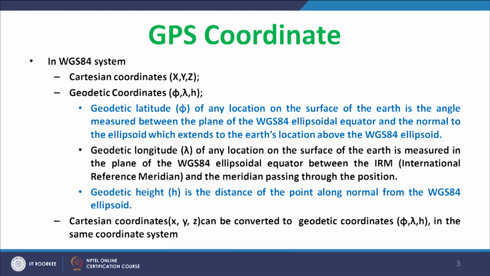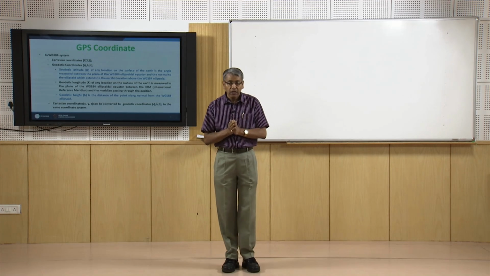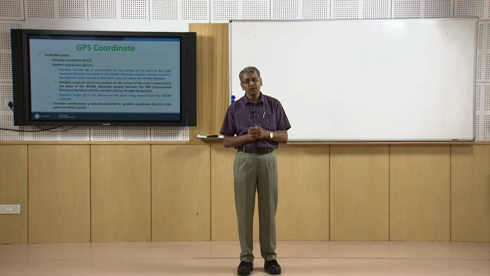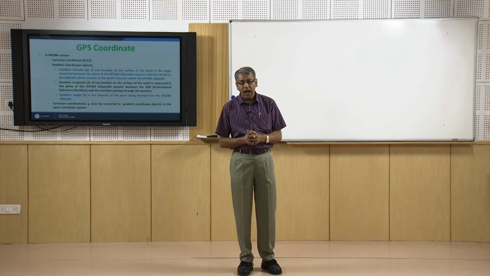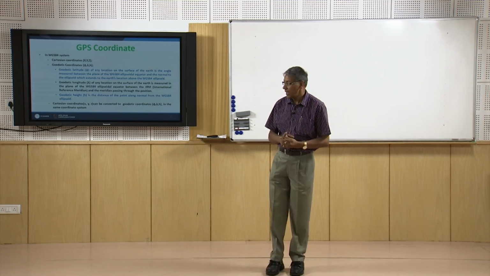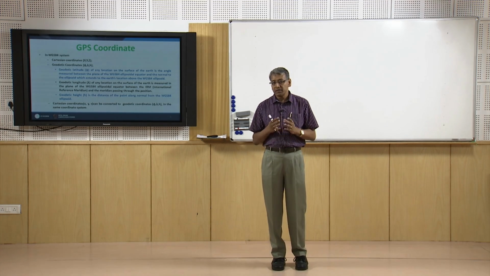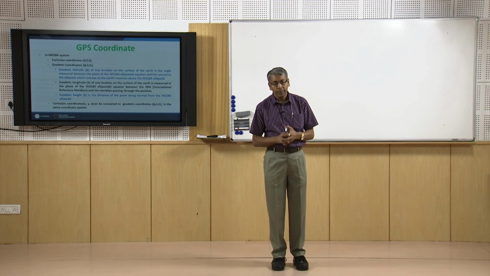Now GPS coordinates. Whenever we measure any position using the GPS system, it provides us the position in 3-dimensional coordinates, and the coordinates may be of two types. One is Cartesian coordinates, another is geodetic coordinates. As we know, whenever we talk about coordinates or position, it must be with respect to some reference. So we need to know the references with which these coordinates are defined.